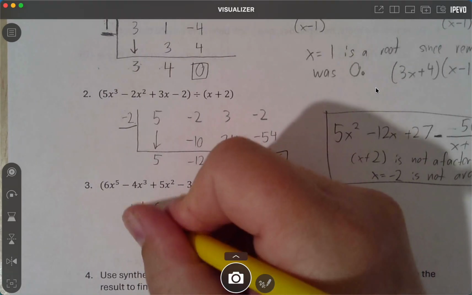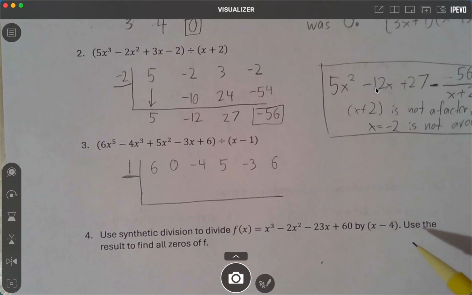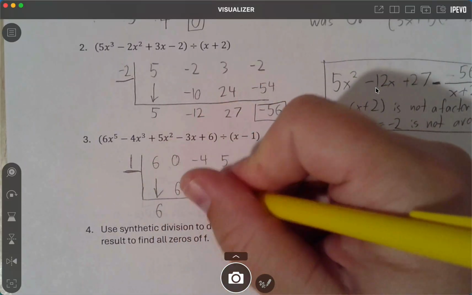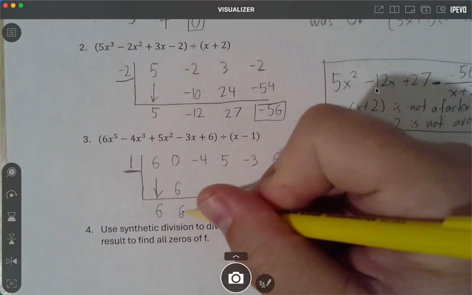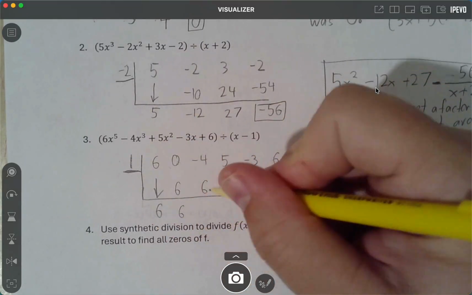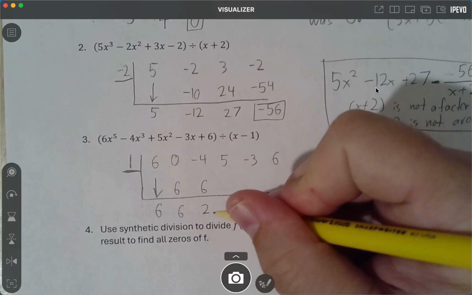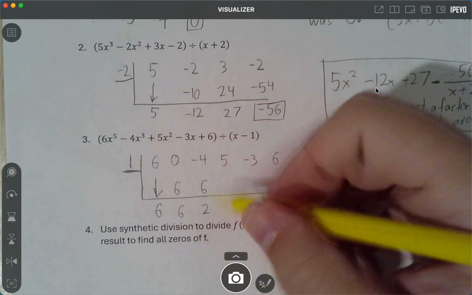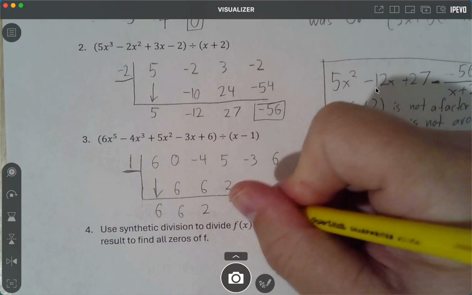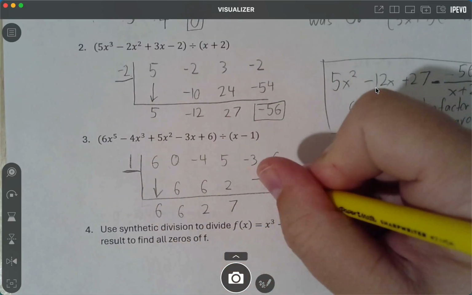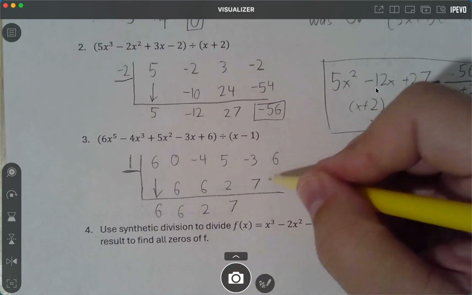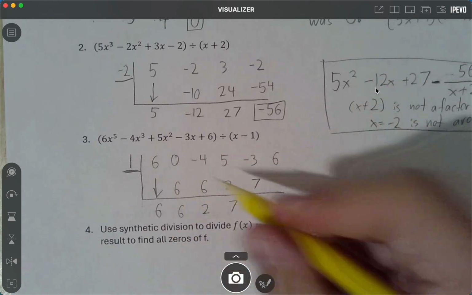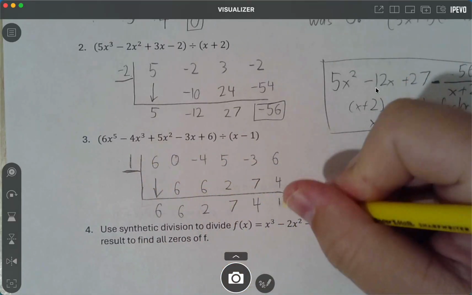From there, 1 is the value I'm using, and this should go by pretty darn quick. So drop the 6, multiply, that's 6. Combine, well, because it's 0, it's 6 again. Multiply by 1, that's 6 over here. Combine, that's now 2. I know we're going fast, but again, it's just multiplying and adding. So multiplying, that's 2. Combining or adding, that's 7. Multiplying by 1, so again, it's just 7. Combine, that's 4. And multiply, that's 4, and combine, that's 10.